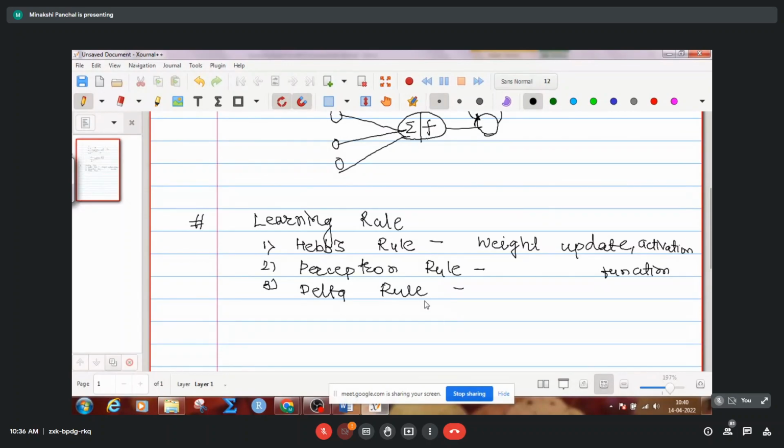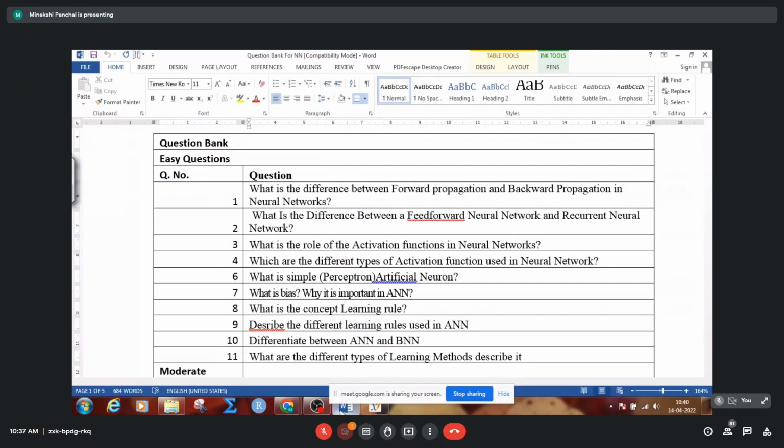Whatever activation function we are using, that should be differentiable, and that's why the activation function is not a step function. If you remember, we discussed this point a number of times. Only these points are expected while you are writing an answer for 4 marks or even 5 marks for the learning rule. Let us come to the next question.